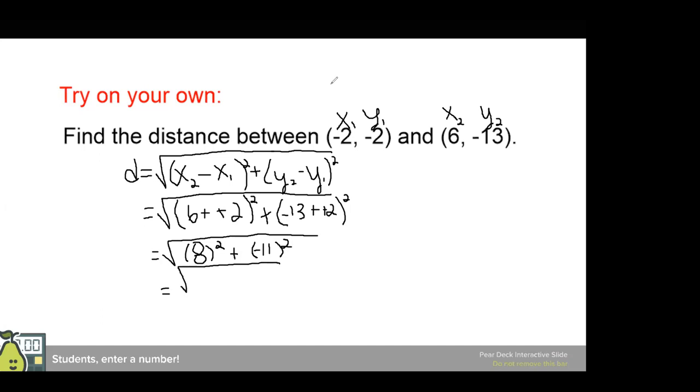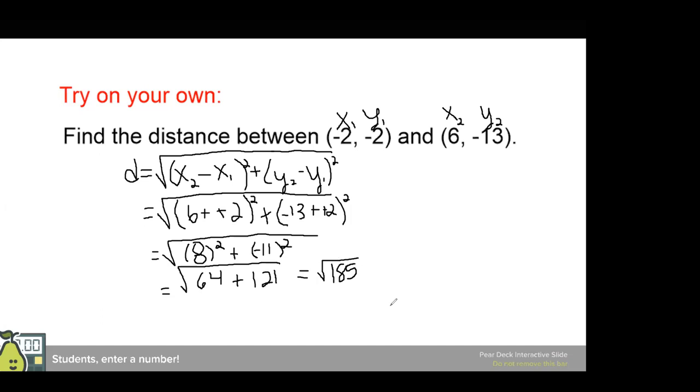Was anybody able to figure out what goes underneath? What's 8 squared plus -11 squared? 64. Good, 64 plus 121. Okay, what is 64 plus 121? Say that again. 185. Is that a perfect square? Do we know? Is there a way to check it out to see if it's a perfect square?